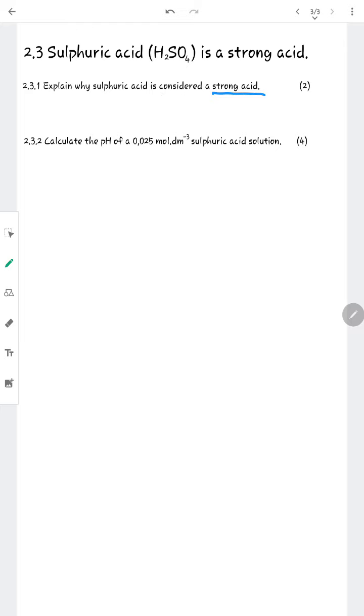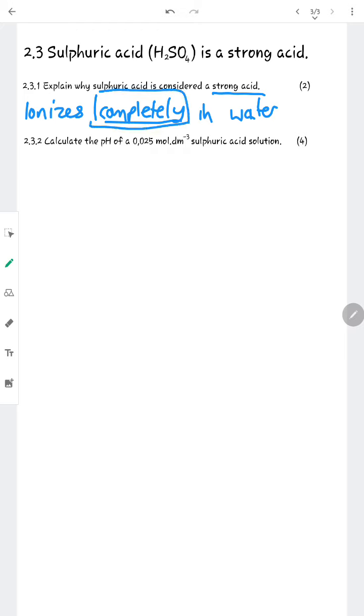A strong acid is a substance or an acid that ionizes completely in water. But the in water part is not necessary, but we would want to put that in. It ionizes completely in water. That is what a strong acid is. And the key word here is completely. So if you just say it ionizes in water, that is not the definition of a strong acid.